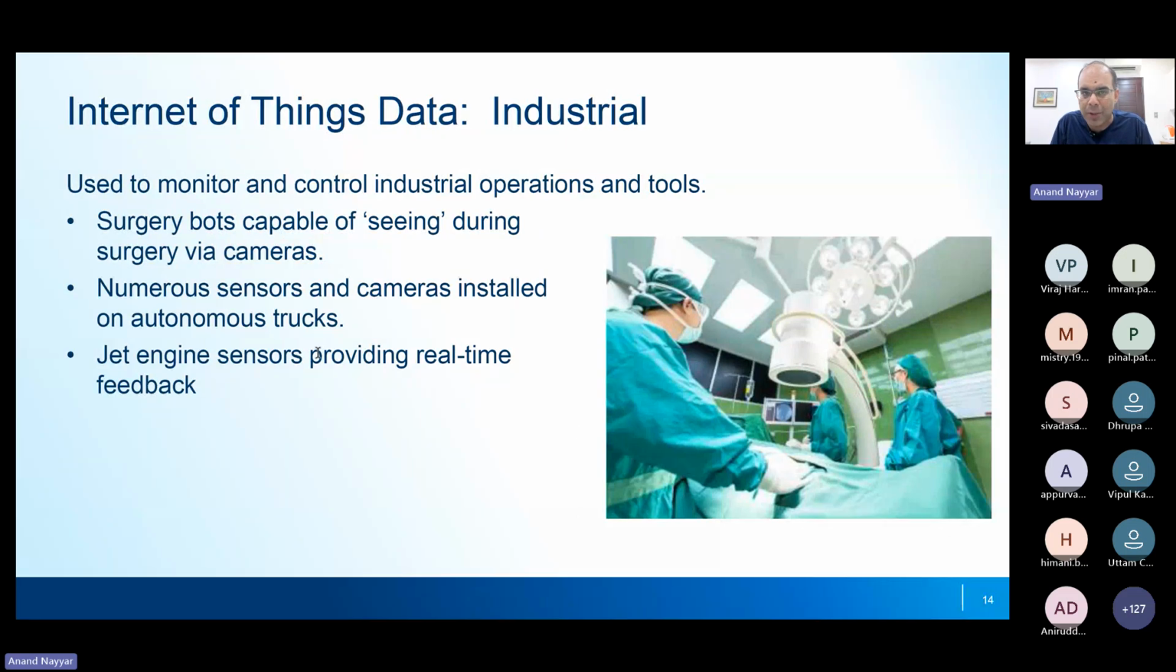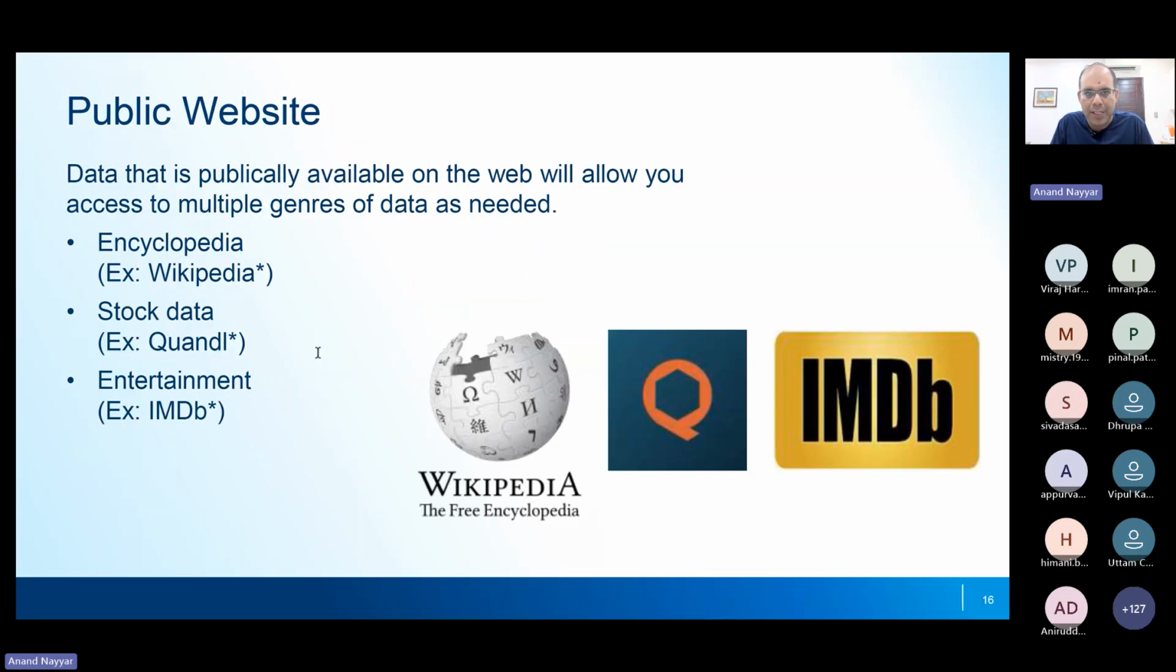So this is about industrial, like surgical bots, nano sensors, and of course the jet engines. So remember everybody, if you talk about industrial, the most important part is all about your IoT, Industry 5.0, and digital twins. So this is all about public websites that you can see, like Wikipedia, stock data, entertainment. You have tons of data sets that are available, and this is how you can collect all the sources.